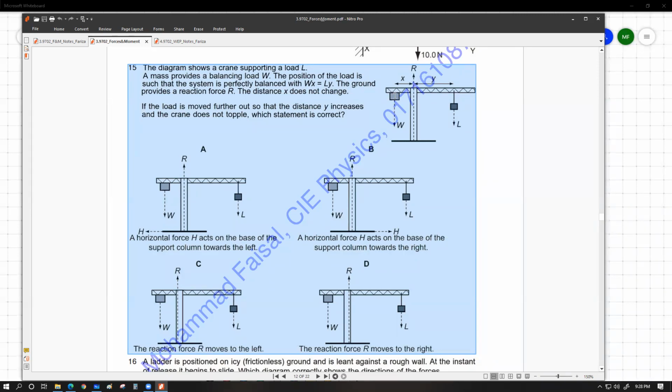So এটার correct response টা কি হবে? D. Correct response হবে D. And the reason it has to be D is because the question says the crane does not topple over. Now here is a catch. If the crane was to topple over, then what would have happened?